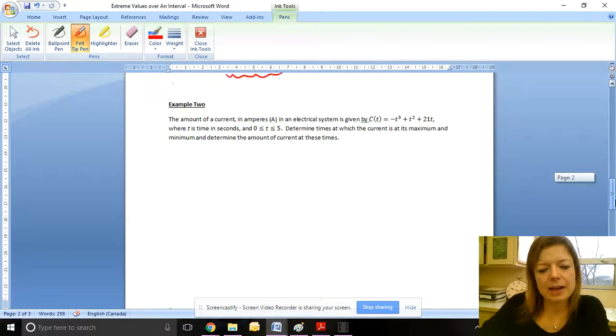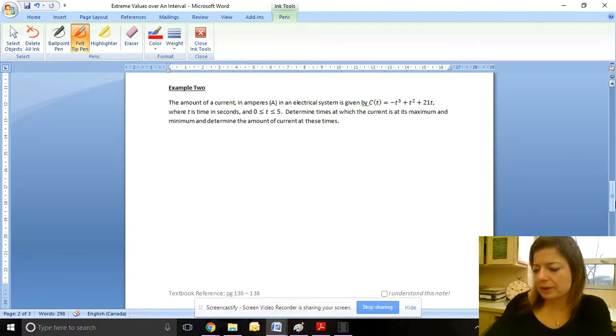All right, so now we can have a basic word problem where this is useful. Again, here we have a cubic function that's downward facing, and this gives us the amount of current. We're just looking at the first 5 seconds, including 0 and 5. So we want to determine the times at which the current is at its maximum and minimum and determine the amount of current at these times.